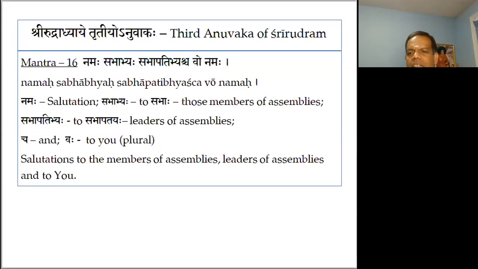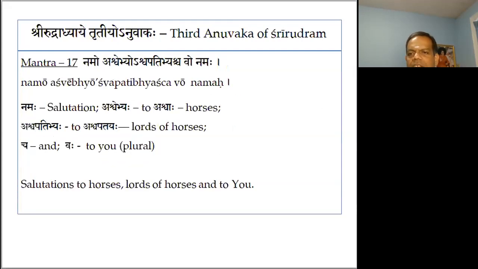Okay, then we'll look at the next mantra, which is the last mantra in this Anuvaka. Namo ashvebhyoshvapatibhyascha namaha.